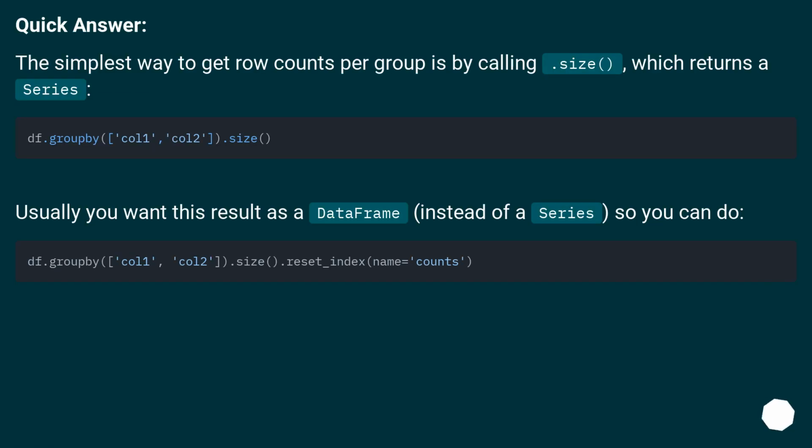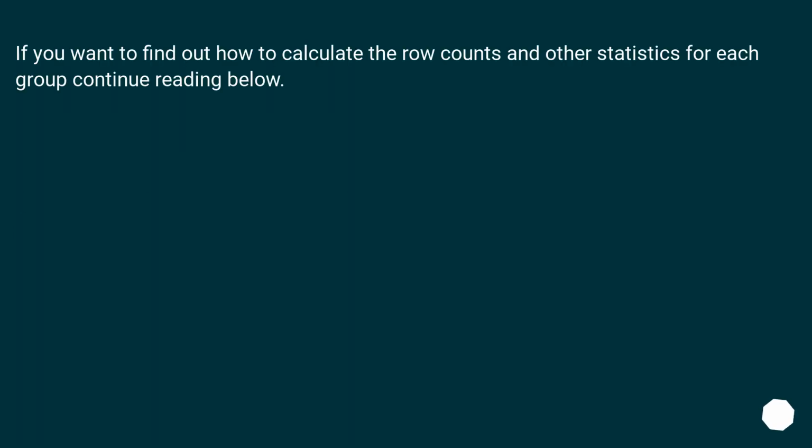Quick answer. The simplest way to get row counts per group is by calling .size(), which returns a Series. Usually you want this result as a data frame instead of a Series, so you can do this. If you want to find out how to calculate the row counts and other statistics for each group, continue reading below.